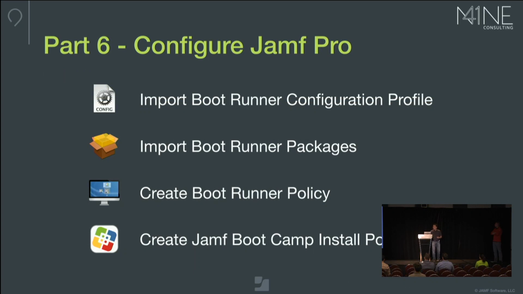Let's see. So what do we need to do to create the policy in our JPS? Okay, well, we need to import our configuration profile. We briefly talked about that already. We're going to need to upload our boot runner packages. Those are going to go into Casper Admin just like anything else. And then we create that policy. What we ended up doing is creating a whole Jamf Bootcamp policy that included this boot runner as a part of it. You don't have to do it that way. We just tied them together because they always went together for us.